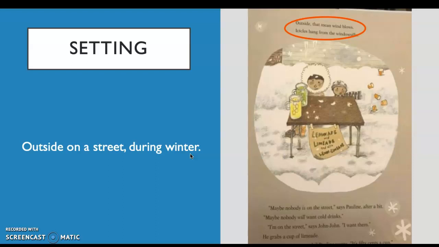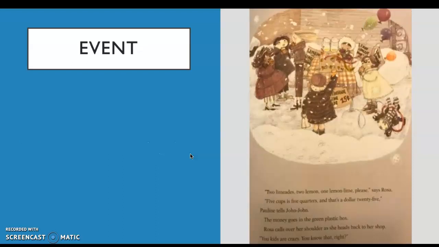Let's go ahead to our next illustration. In this illustration, we are going to take a look at the event that is taking place. So, we are going to read what's on this page, and we're going to use the illustration to help us understand what is going on.